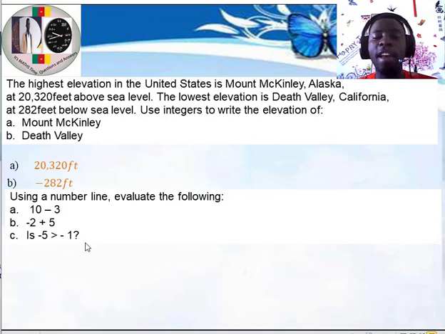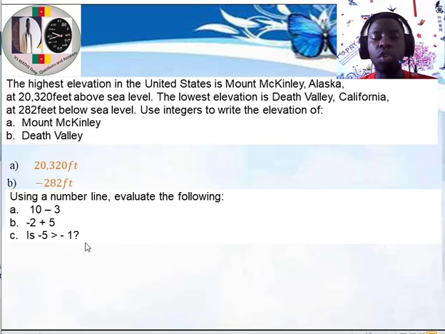Using a number line, evaluate the following. 10 minus 3. So what do we have to do? For the purpose of this video, guys, I will just use one number line to explain this situation. But in the exams or in any situation, if you are asked to show the working, then you need to use multiple number lines. But for the case of this video, I will just use one.